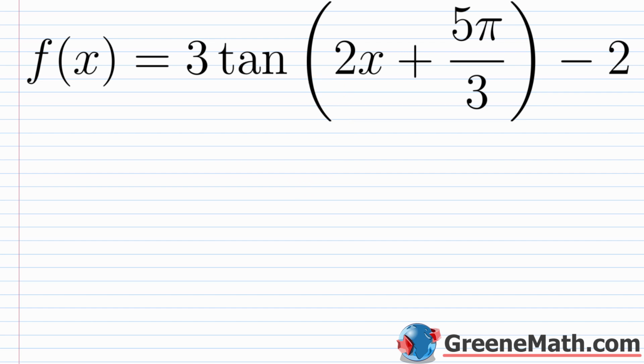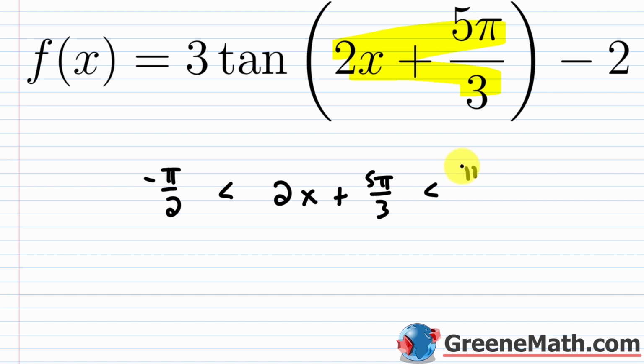So the first thing is I'm going to take this argument for the tangent function, so the 2x plus 5 pi over 3. This is greater than negative pi over 2 and less than pi over 2. So the least common denominator here is going to be 6 because you have 2, 3, and 2 for the denominators. So just multiply everything by 6. That way we can clear all those fractions.